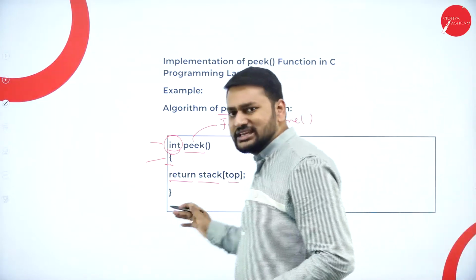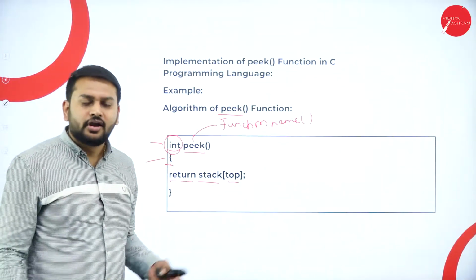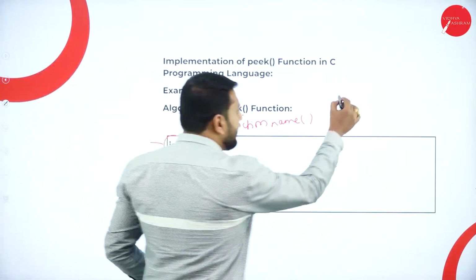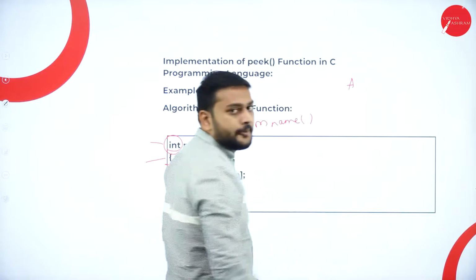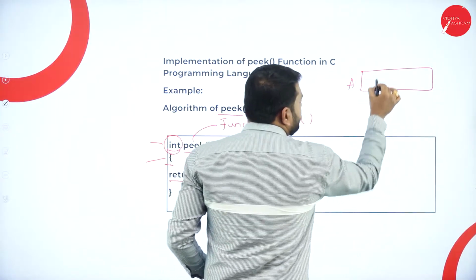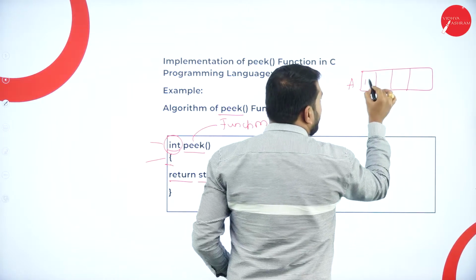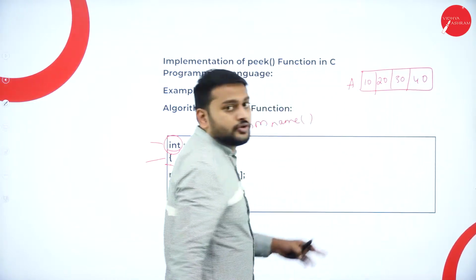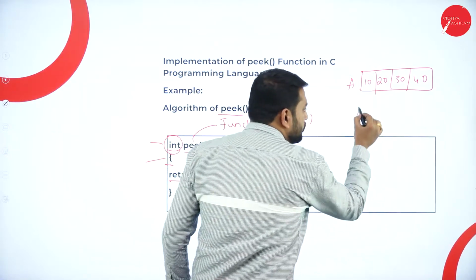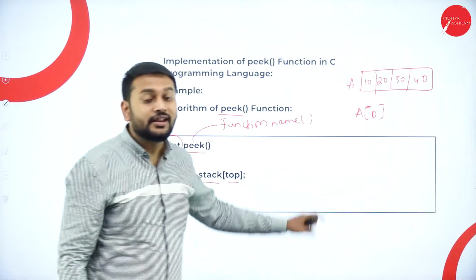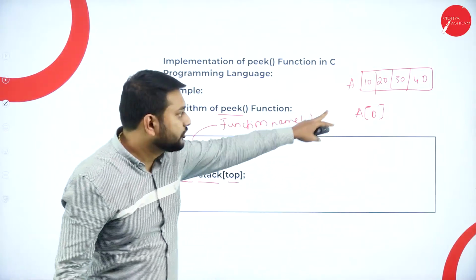Sir, you have written stack of top, we're not understanding this. Okay, let me take an example and I'll explain. Imagine I have an array named A, with 10, 20, 30, 40. How do you access this 10? You will write A of 0. A of 0 in the sense 10.